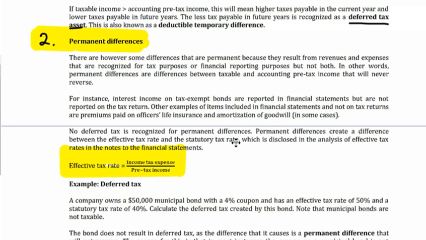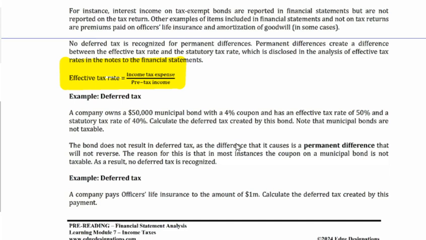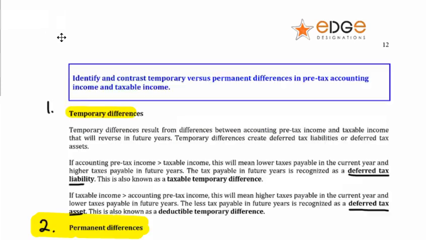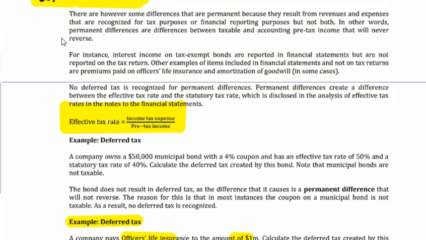And let's do an example of this. And hopefully that'll clear it up. A company pays life insurance to the value of $1 million. Okay, over the page. Okay, and what do we know about officers' life insurance? For the tax man, taxable income, no deduction. For municipal interest, if you invest yourself, guys, in a municipal bond, sorry, I just missed one over there, let's just go back. Okay, the company owns a municipal bond, etc., etc.